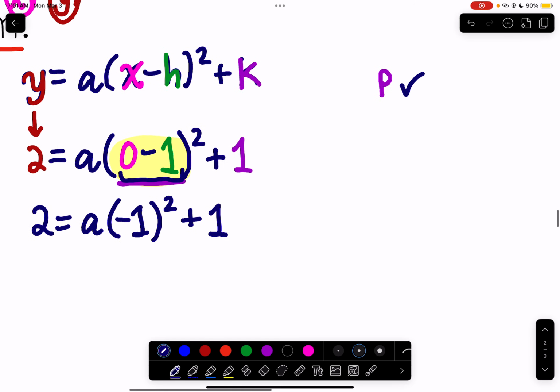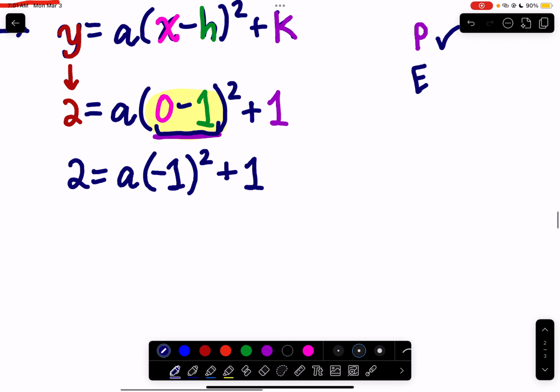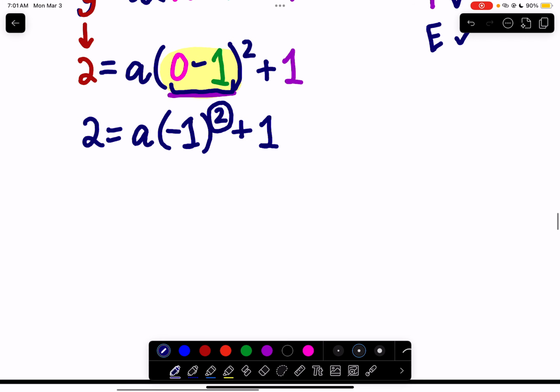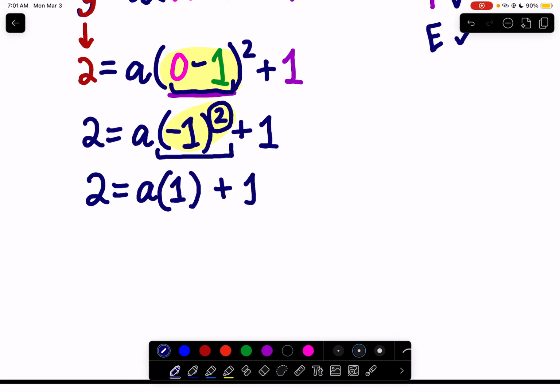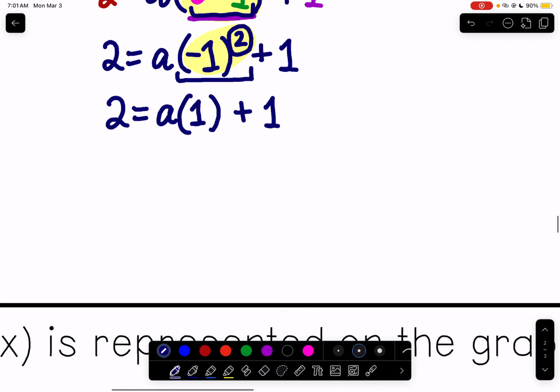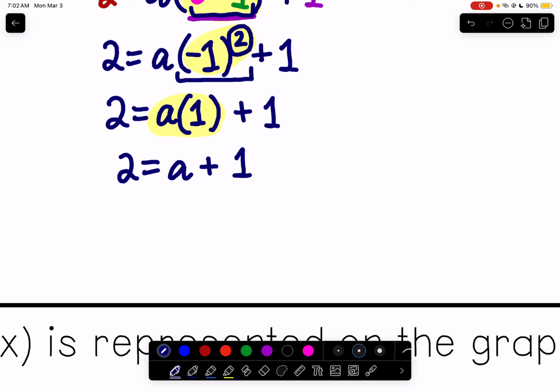So parentheses, done. Now exponents. I do see an exponent right here. So I'm going to do this whole thing squared. So 2 is equal to a times negative 1 squared is positive 1. So a times positive 1 plus 1. Okay, and now here I see multiplication and I see addition. Well, what comes first? Multiplication. So a times 1 is just 1a, or really even just a. So I'll say 2 equals a plus 1.